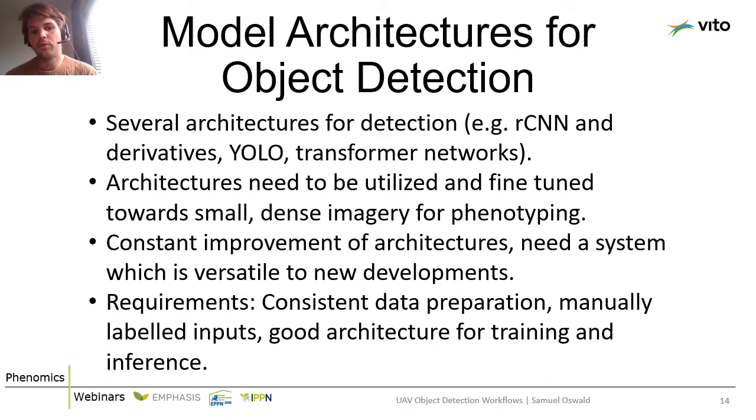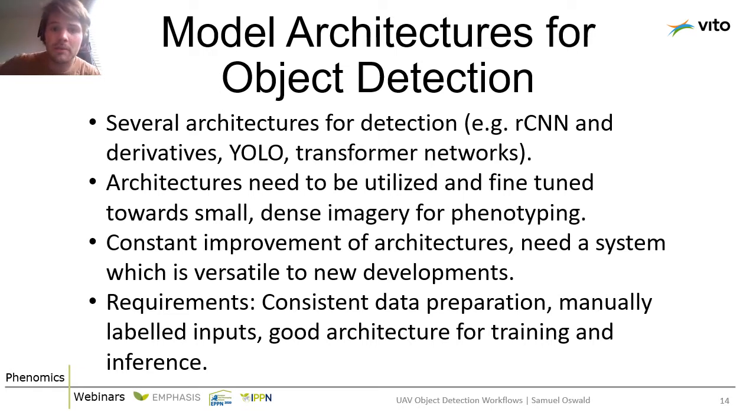And so you need to search for architectures which are also fine-tuned towards the phenotyping use case, which, as you've seen, is mainly small, dense imagery compared to other datasets which might have larger imagery. There is a constant improvement of architectures, as I mentioned, and so you need a system which is versatile to new developments, and also one that, even with these new developments, you can maintain, say, advantages in how you augment the data or pre-process the data, which can carry over and still be useful.